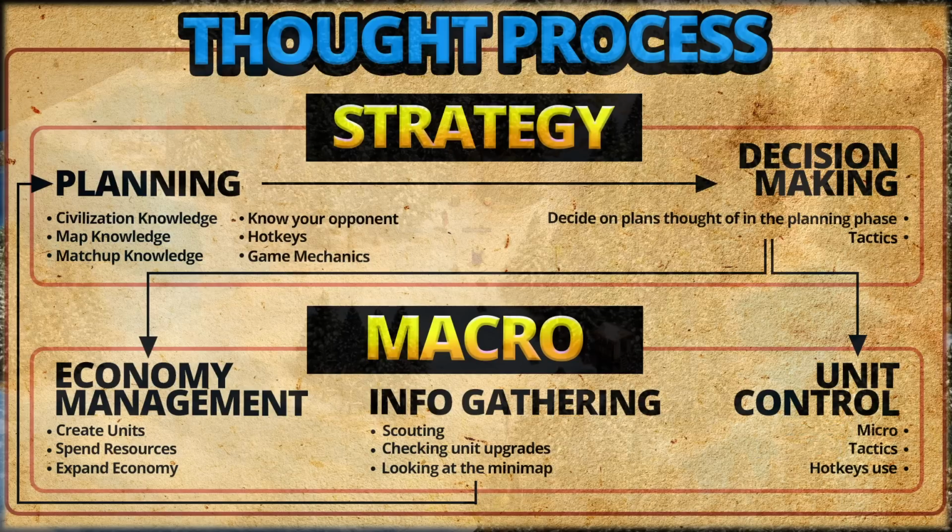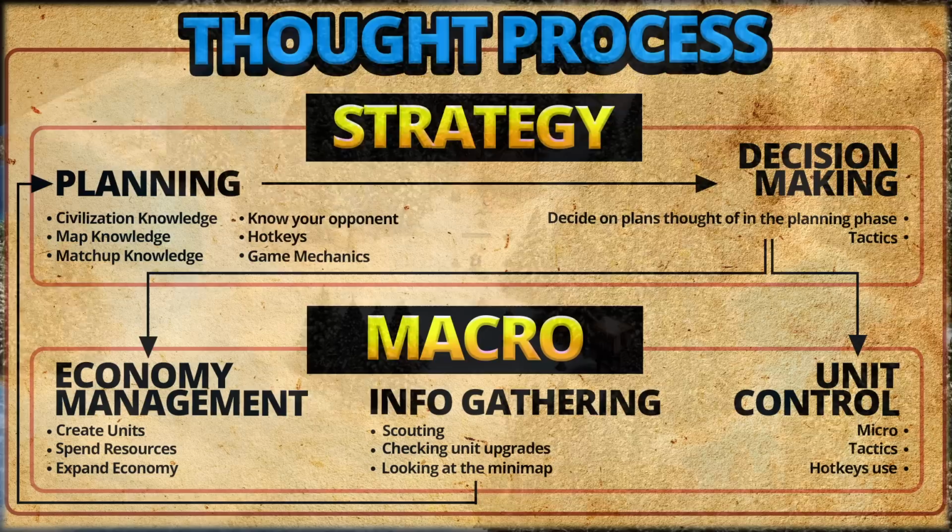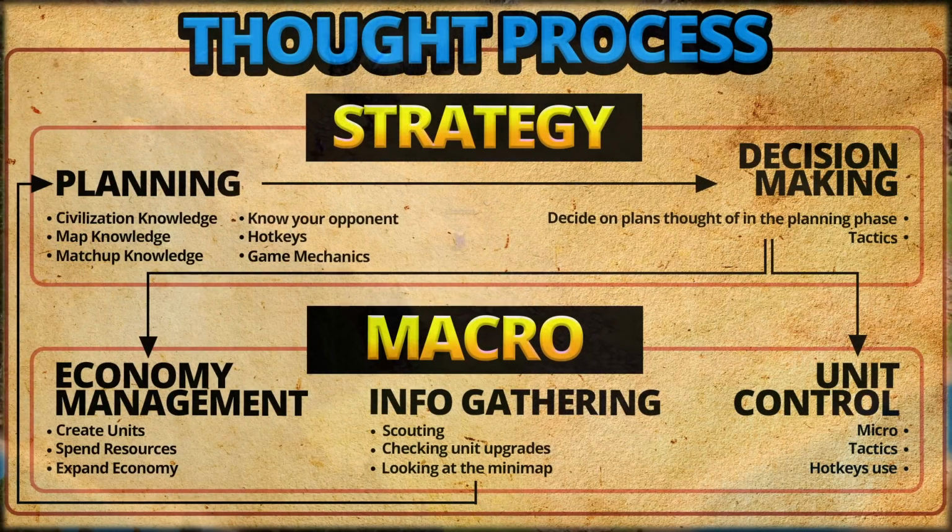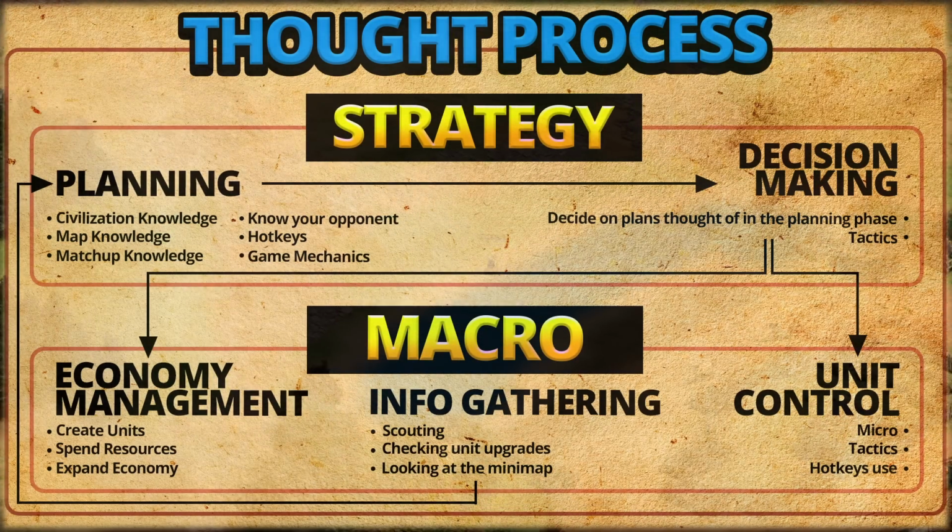Information gathering means gaining information that you didn't have at the start of the game through things like scouting, selecting an opponent's units to see upgrades, or even checking the tech tree to learn something that you didn't know before. Once you gain useful information, you can update your plans and then go through the decision-making process again to see if you might be better off changing your strategy. This strategy change can be related to economy management or tactics.